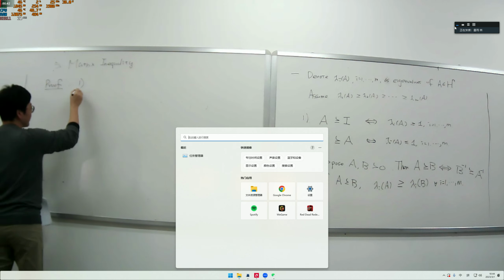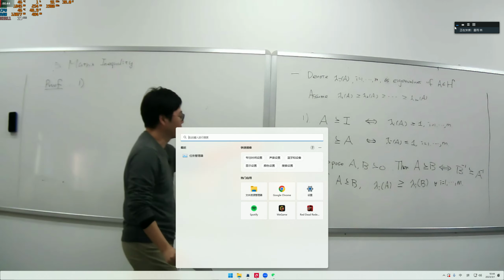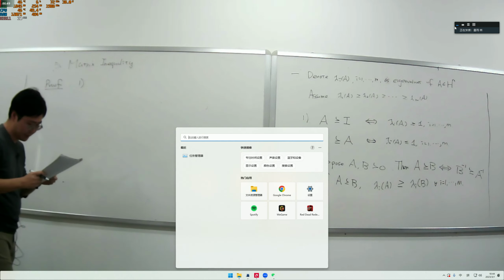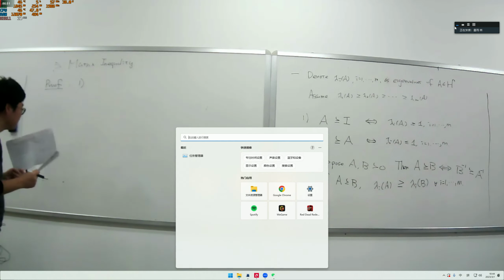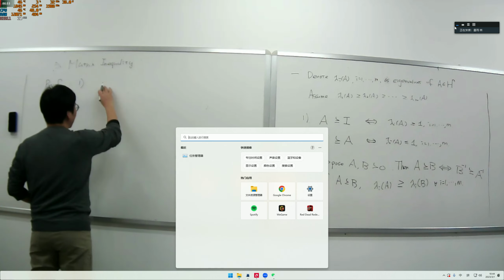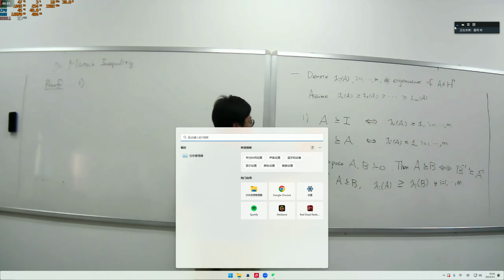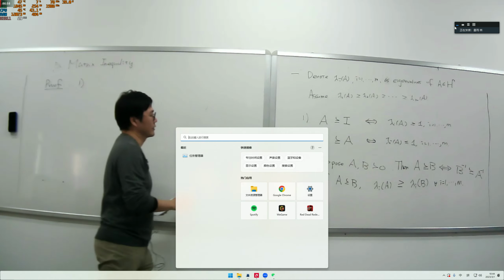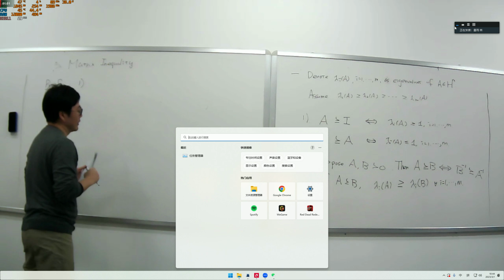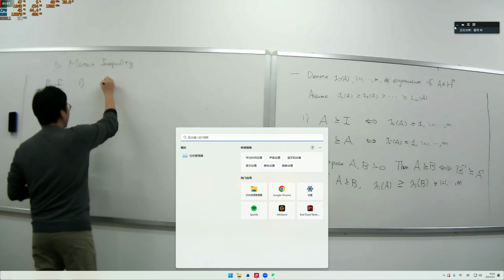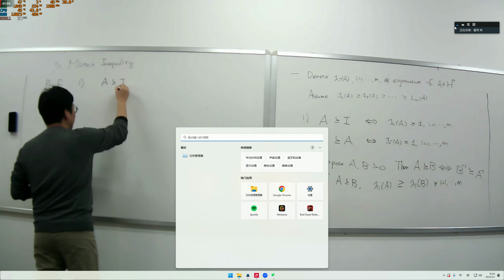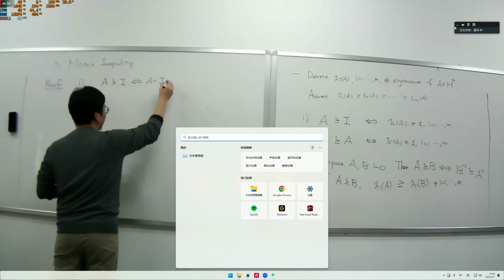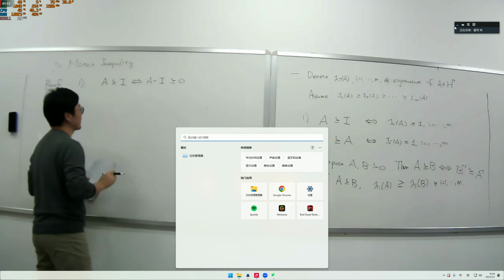That's the proof. The proof of the first and second are similar, so we only prove the first one. So now we have A greater equal than B. We show that this is if and only if its eigenvalue is that, right? So A is greater equal than identity. We know this is A minus I is a PSD matrix, right?